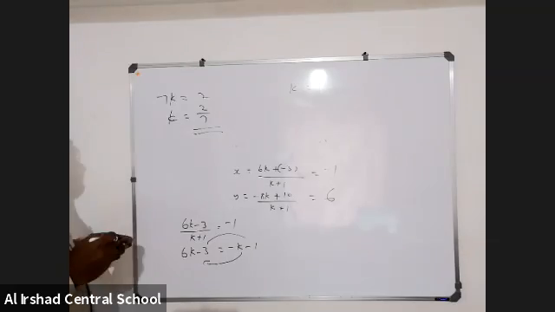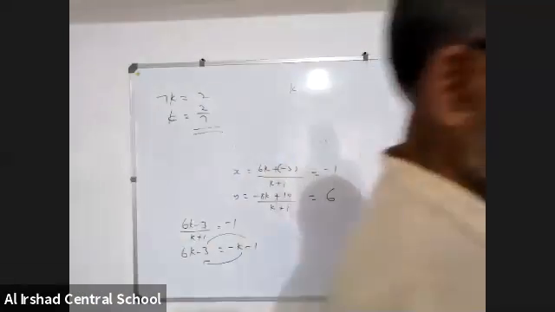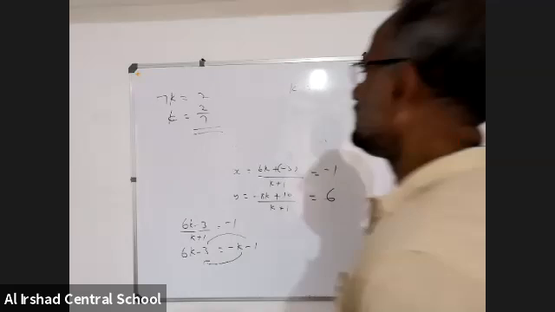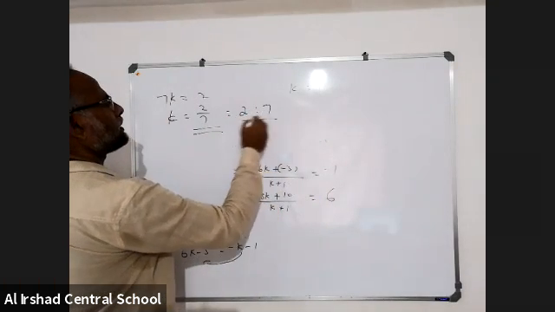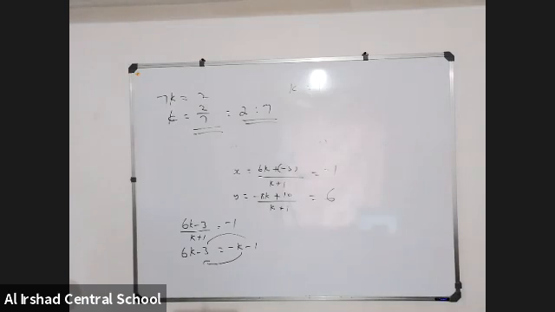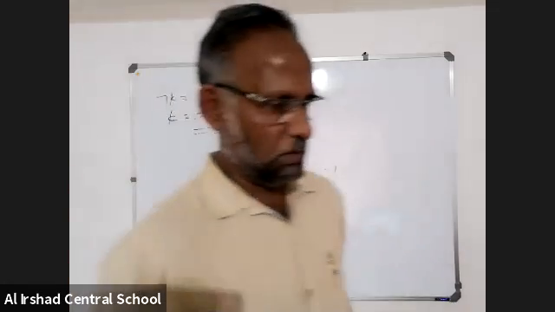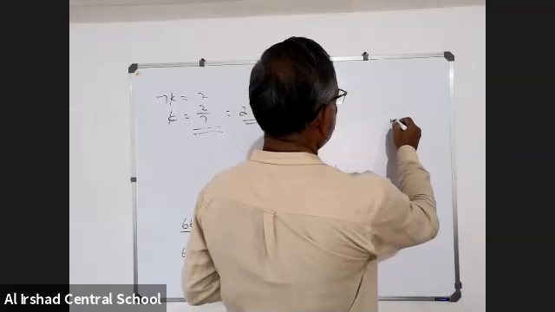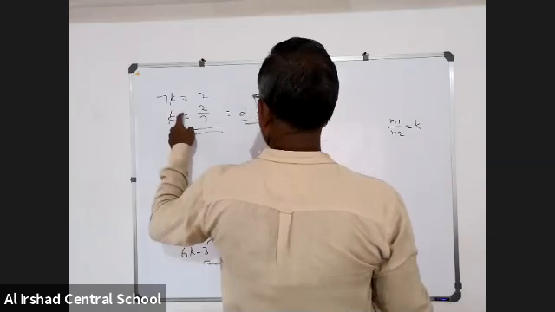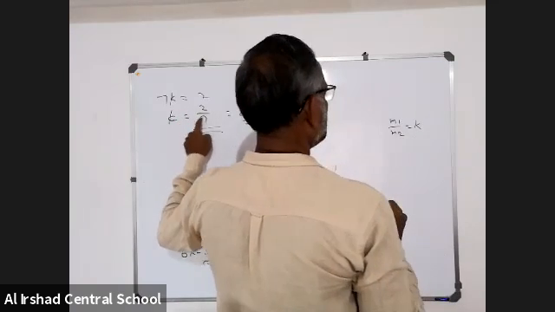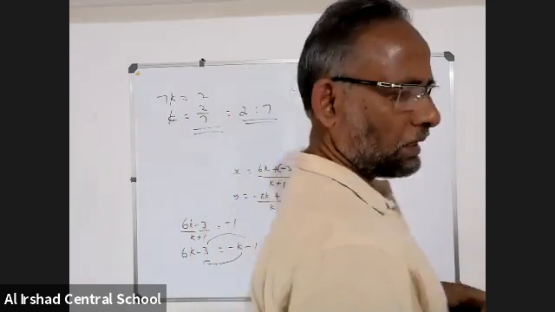2 by 7 means, can I say 2:7? Yes. K is equal to 2 by 7. That means the ratio is 2:7. That is the concept. M1 by M2, remember that we divided by M2. K is M1 by M2. That is the ratio. That is K. That is 2:7. The ratio is 2:7.